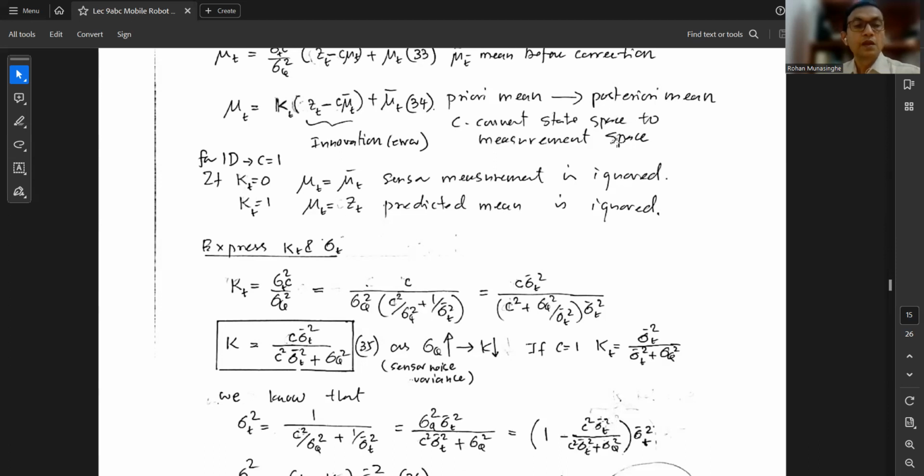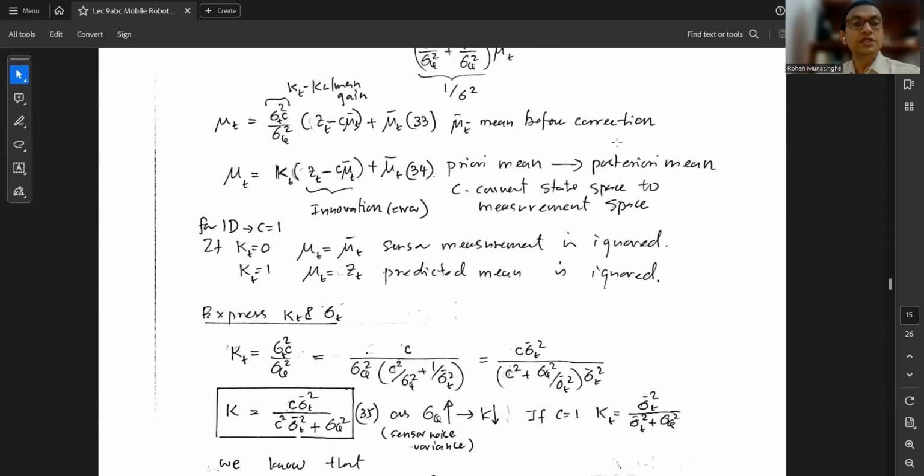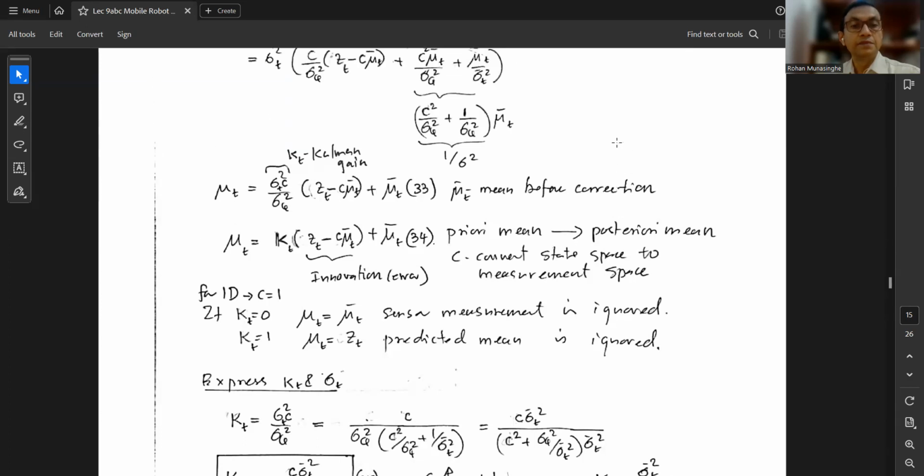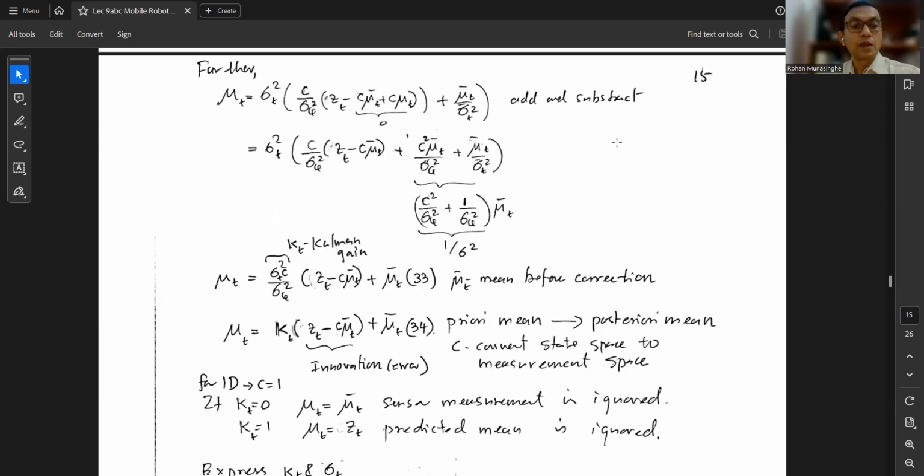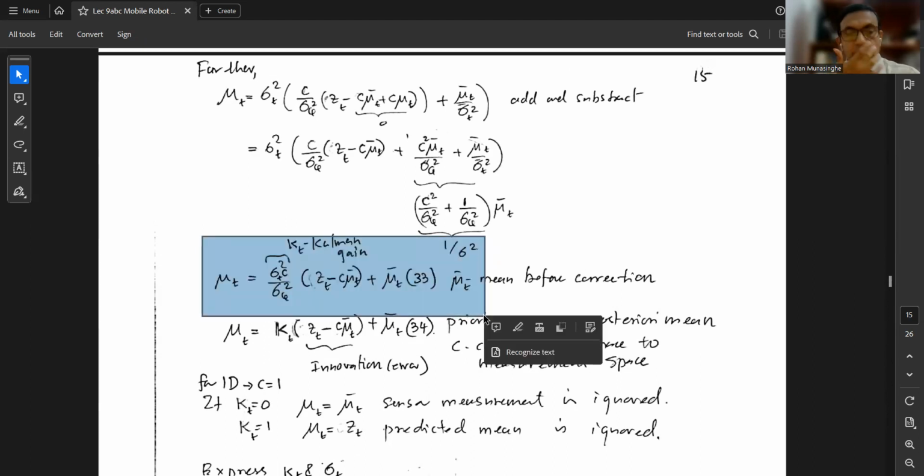Now, we look at these two equations here, right? Let's take mu. The equation for mu, as we discussed last time, is this one, equation number 33. It tells you that you can take mu bar, which means the predicted position, the mean, and add to that this quantity, which is a gain, or Kalman gain, times z_t minus C mu_t bar.